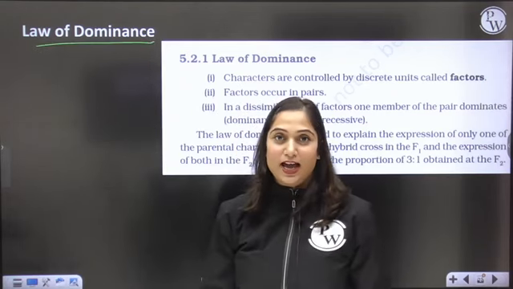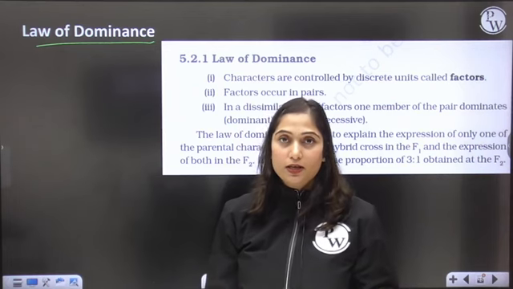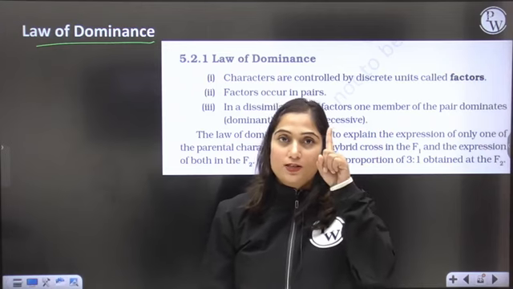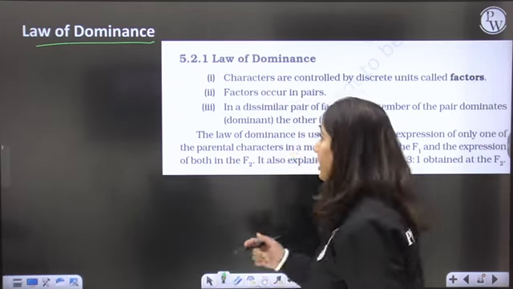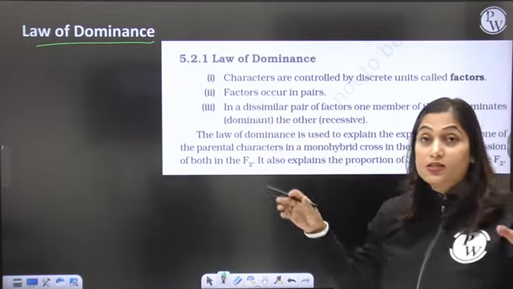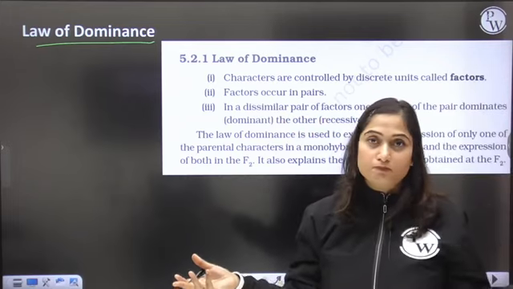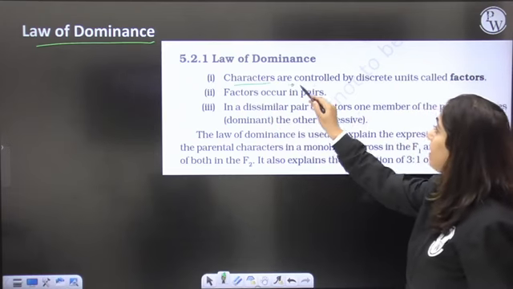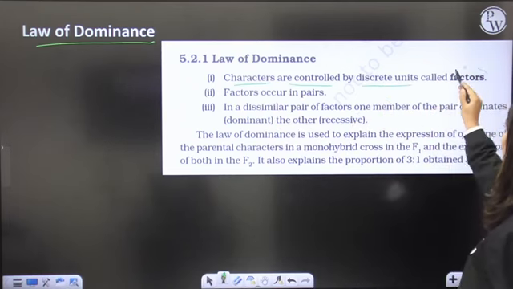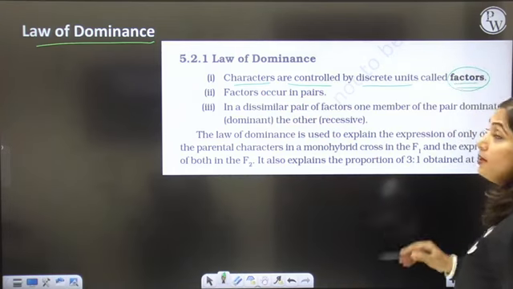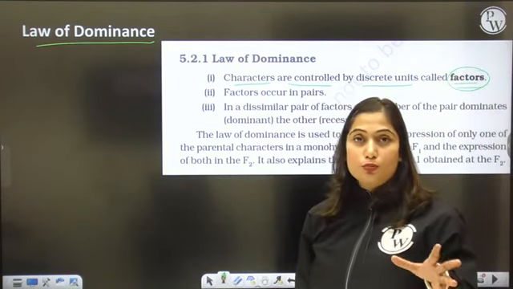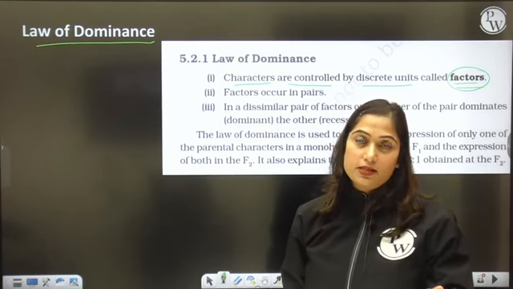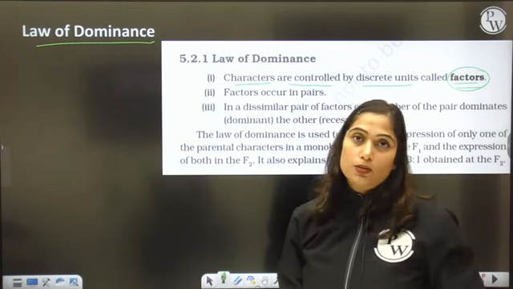And we know that in a diploid individual, one gene has 2 copies, and in a heterozygous individual, one is dominant, one is recessive. So let's see what the lines of NCERT are, because these lines of NCERT can become an MCQ. So it says characters are controlled by discrete units called factors. Mendel did not know what genes, chromosomes, and DNA are. He just used the term factors, and what we call them today, gene.